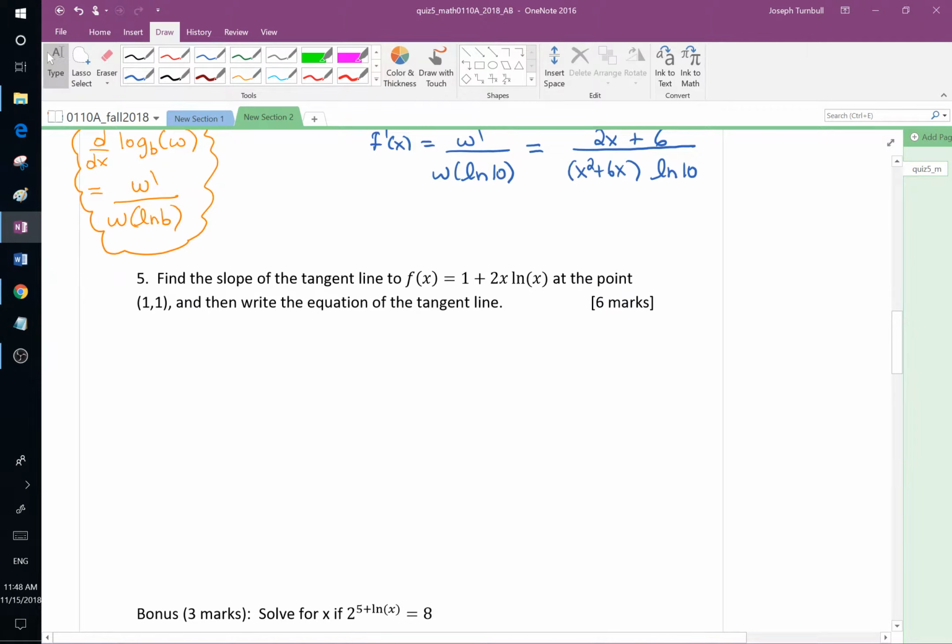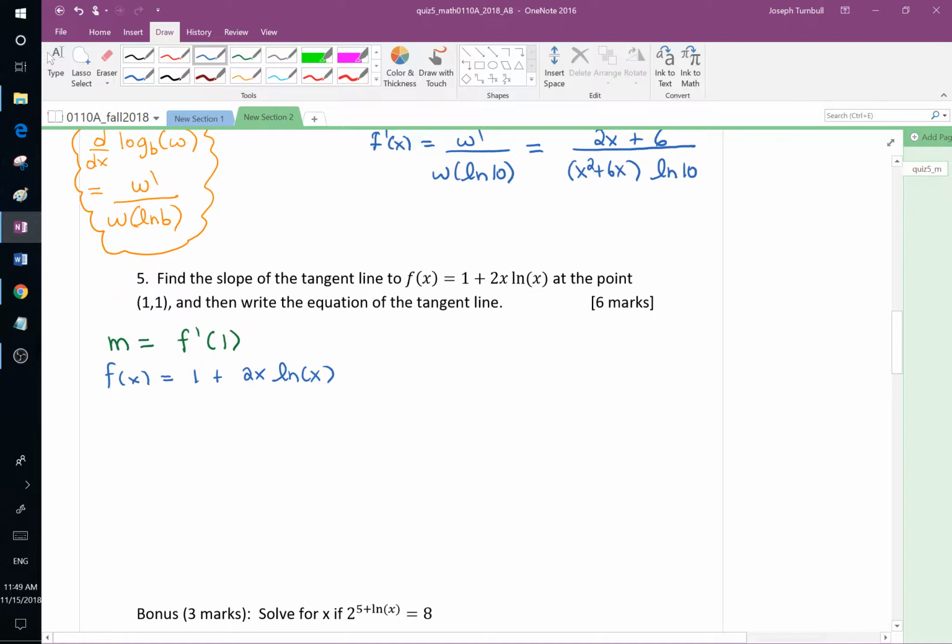Okay, last question, number 5. Find the slope of the tangent line to a function at a point, and then write the equation of the tangent line. So for the slope, m is equal to f prime evaluated at 1, at the x-coordinate of the point. So we have to find the derivative of f of x. I'll write that down here. F of x equals 1 plus 2x times the log of x. And then once we find the derivative, we want to evaluate it at 1.